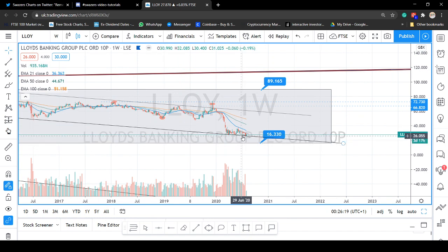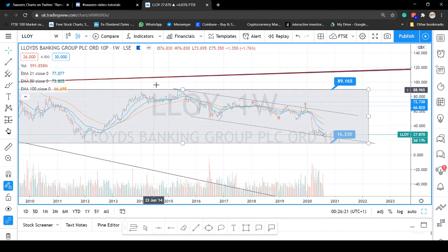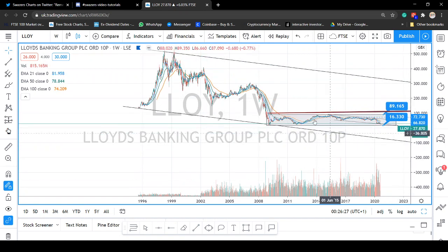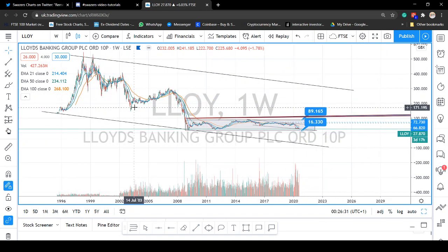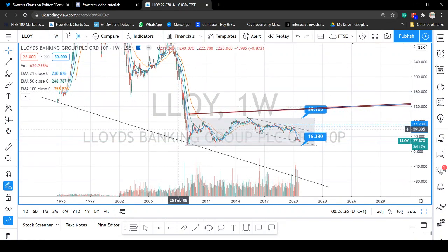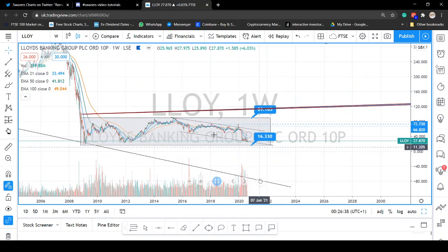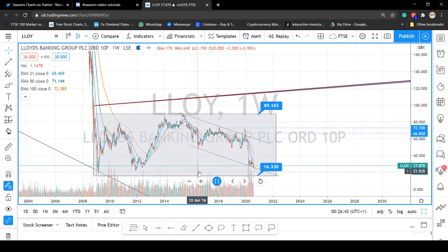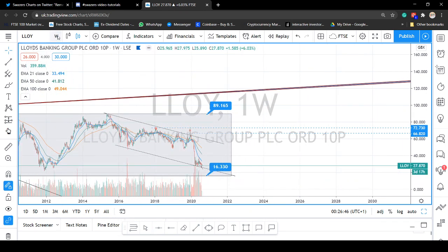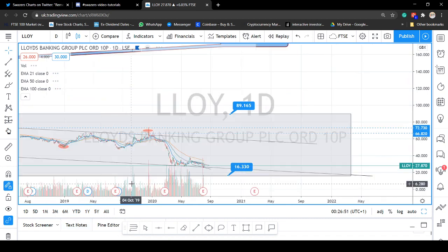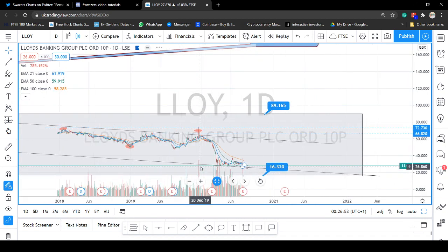So we've got a channel within a channel within a market state. All right, within a market state within the super macro downtrend market state. So that's where Lloyd's is. Super macro downtrend, right? Macro range, medium downtrend, micro, and we'll just zoom down, micro downtrend. Do you see how it all works now?